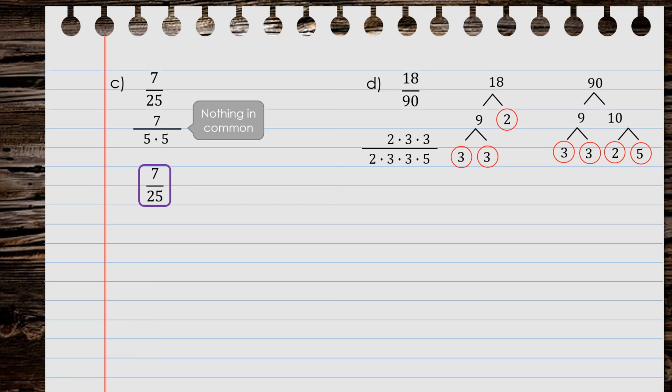So now looking at the top and the bottom, are there any values that appear in both places? Notice we have 2's, we have 3's, and we have another set of 3's. So now that we've reduced it, let's see what we are left with. In the numerator, you have 1 times 1 times 1, which gives us 1. And in the bottom, you still have that 5. So your final answer is 1/5.